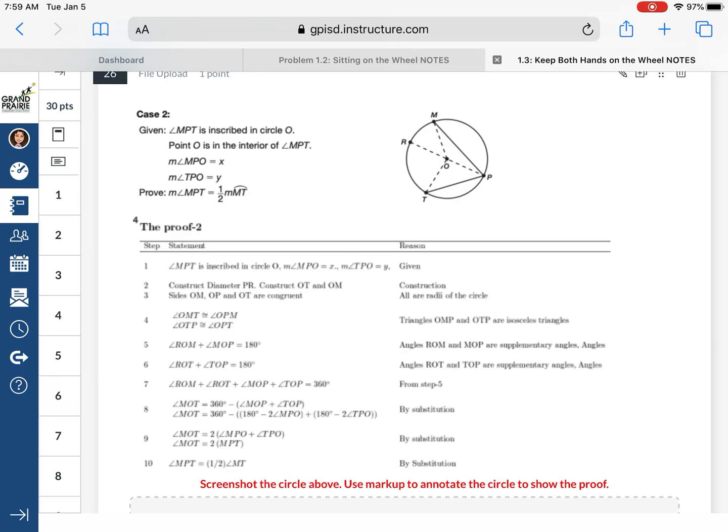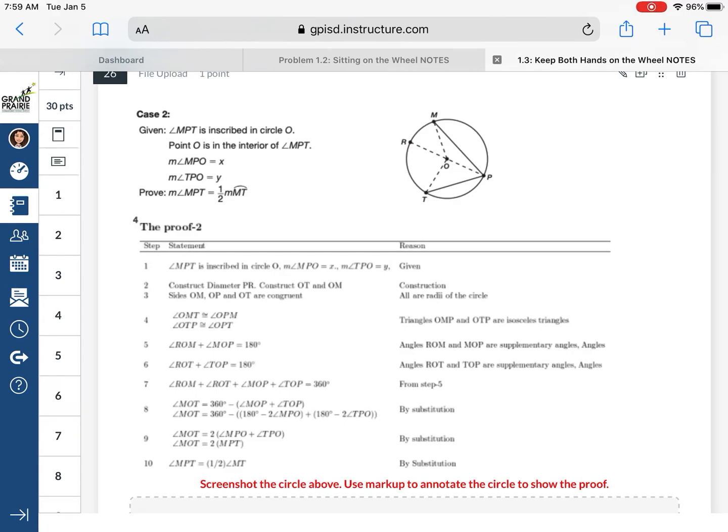So the circle O, the point O is in the interior of the inscribed angle MPT, that's given. And the measure of angle MPO is, let's say, X, and the measure of angle TPO, let's say, Y. And we want to prove the same thing, that the inscribed angle is half of the measure of the intercepted arc.